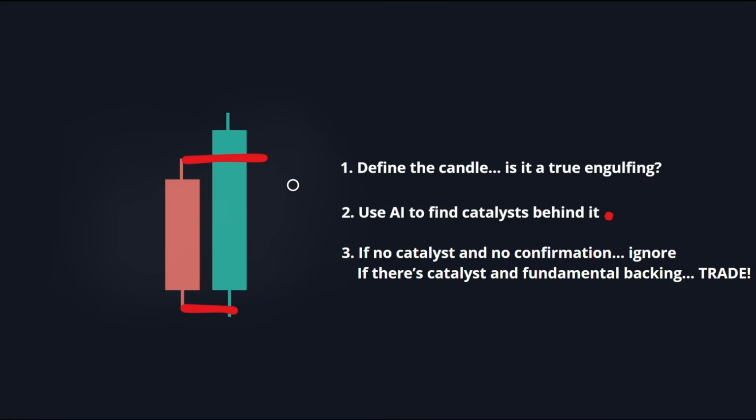So if something bullish for the euro happened behind the chart and you're seeing a bullish engulfing on the euro against the dollar, things make sense. But if no catalyst and no confirmation was found, you ignore it. If there's a catalyst and fundamental backing, you trade. That's how you turn random price action into quality signals. Now you're using price action the right way.